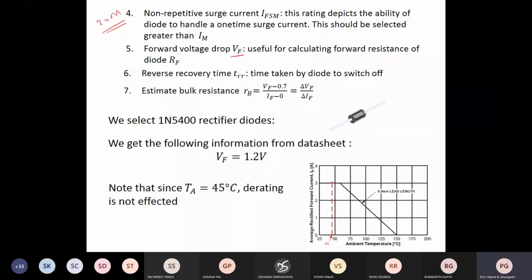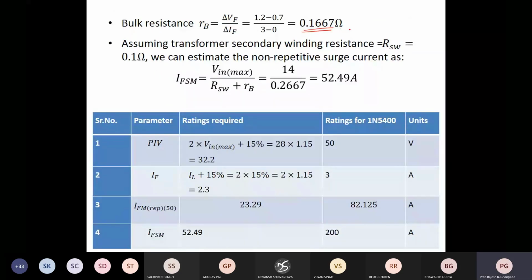Forward voltage drop has to be found out, and this is not required at this point of time. Bulk resistance is required; we know how to calculate the bulk resistance. So we select 1N5400 as the rectifier diodes. From the datasheet we get 1.2 volts as the forward voltage drop. Bulk resistance can be found out as 0.1667 ohms.